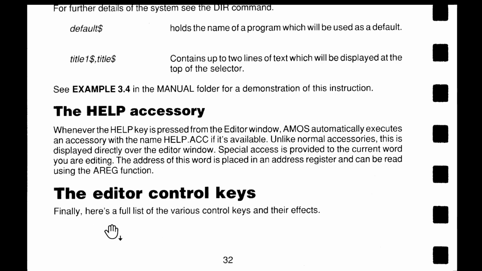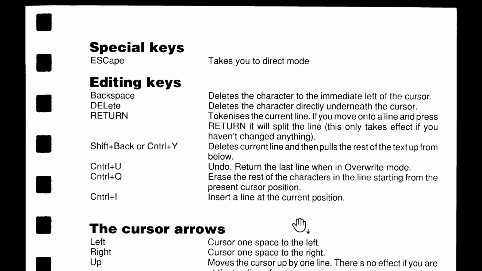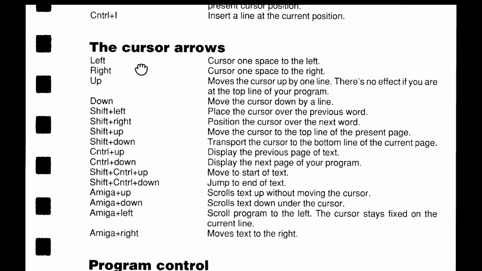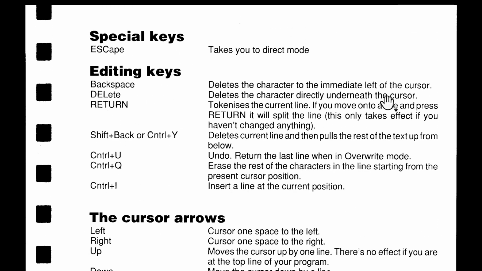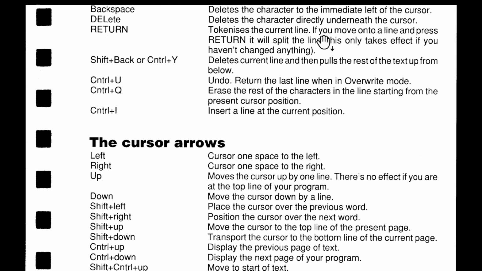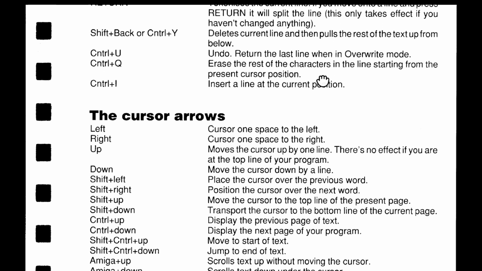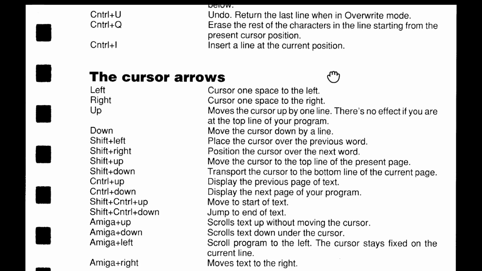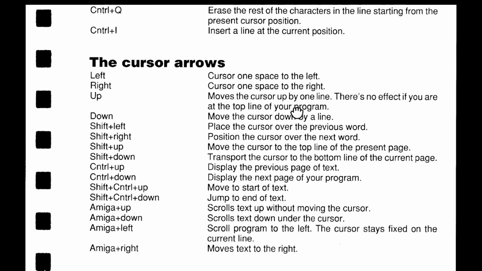The editor control keys. Finally, here's a full list of the various control keys and their effects. Special keys. Escape. Editing keys. Backspace. Delete. Return. Shift plus back or CTRL and Y. CTRL and U. CTRL and Q. CTRL plus 1. Takes you to direct mode. Deletes the character to the immediate left of the cursor. Deletes the character directly underneath the cursor. Tokenises the current line. If you move onto a line and press return, it will split the line. This only takes effect if you haven't changed anything. Deletes current line and then pulls the rest of the text up from below. Undo. Return the last line when in overwrite mode. Erase the rest of the characters in the line starting from the present cursor position. Insert a line at the current position.